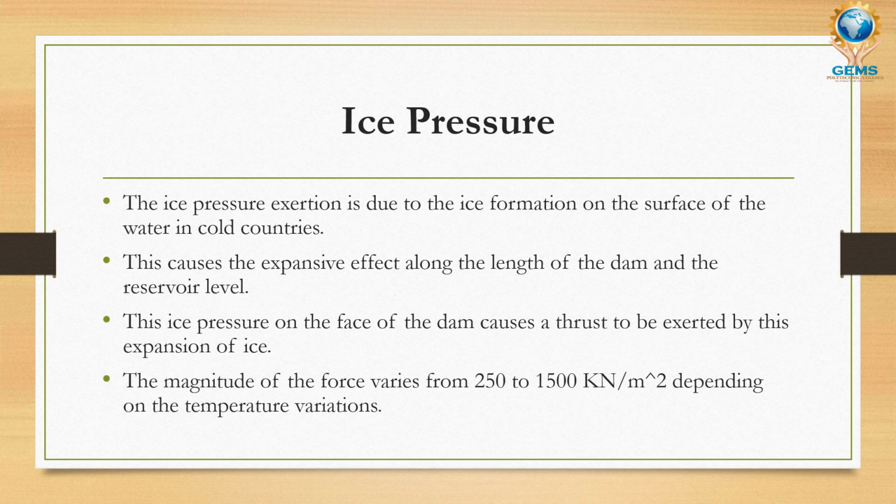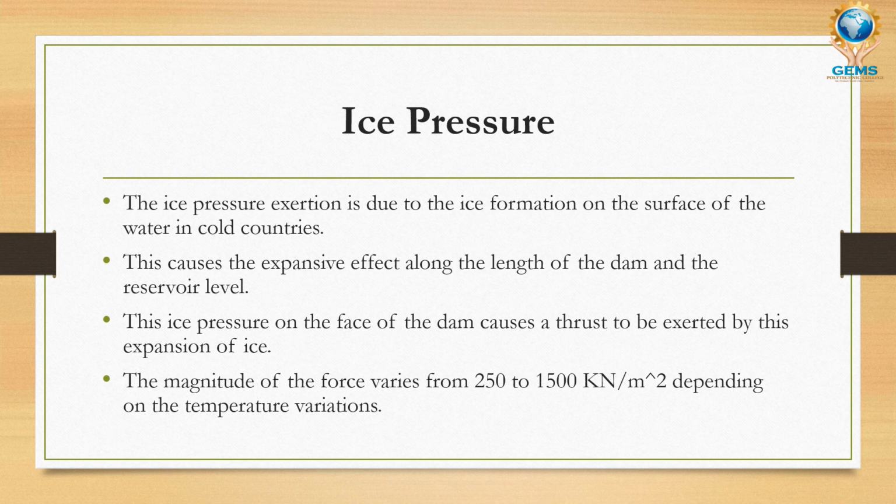In the previous slide, I explained the wave pressure and its consequences, and the final pressure formula given by Rankine. In this slide I am going to explain the ice pressure. You can see from the slide itself what it is. Ice is generally formed on the surface of the water on the upstream face. The reservoir behind the dam gets completely filled with ice on its top surface.